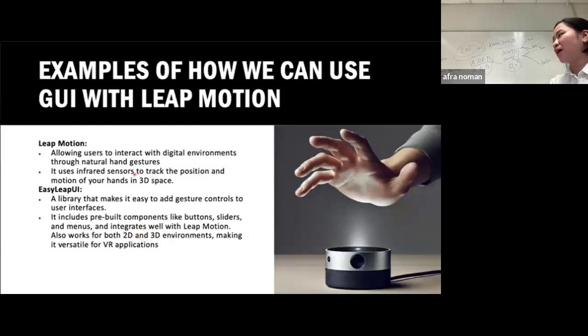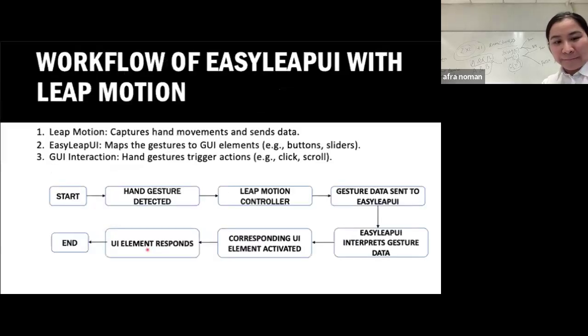Why do we use the EasyLeap UI library to integrate with the GUI? Because there are some benefits. Firstly, EasyLeap UI is a very simple process for integration with the GUI, and it also includes some pre-built components to integrate with the Leap Motion controller. And the EasyLeap UI library also works for both 2D and 3D environments. And next, we will discuss the workflow, how the EasyLeap UI library works with Leap Motion.